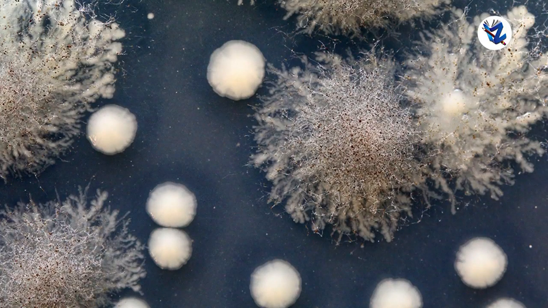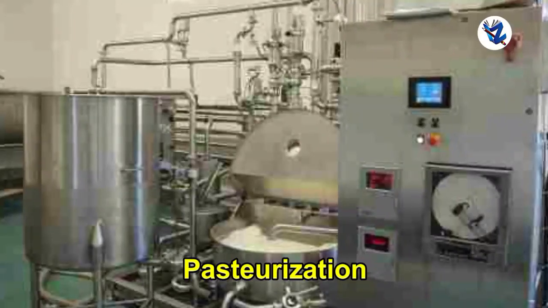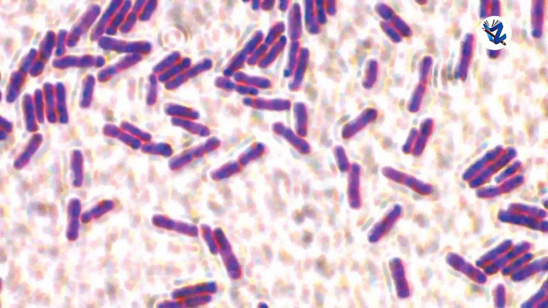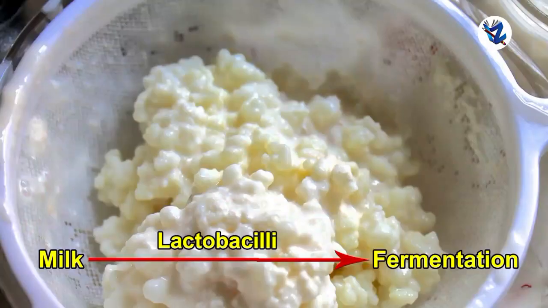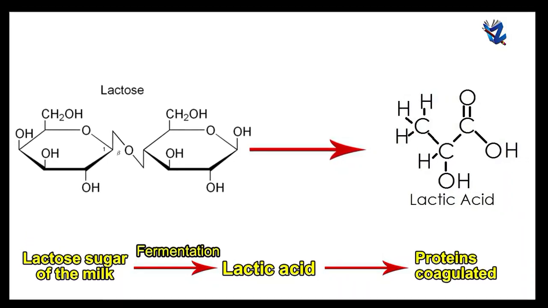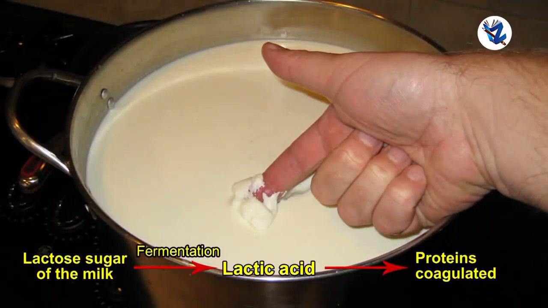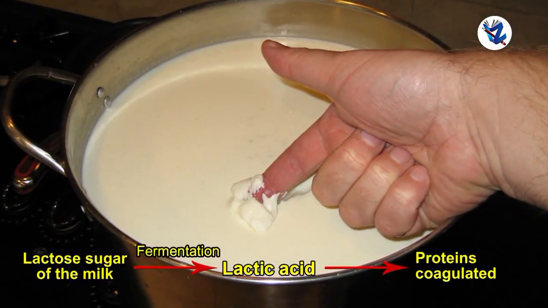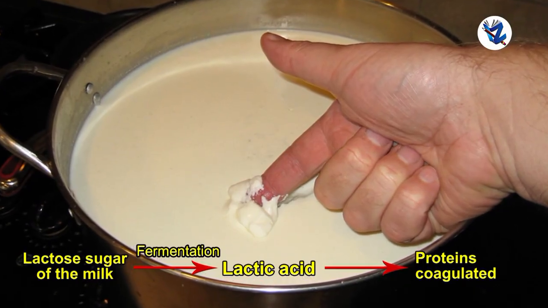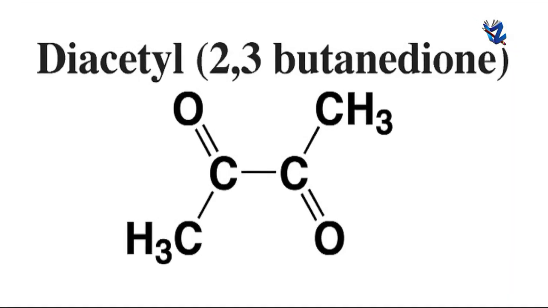The basic process for production of yogurt, cheese, and cream is the same. First, milk is pasteurized to destroy unwanted microbes. Then it is fermented with the help of lactobacilli. Here, lactose sugar of the milk is converted into lactic acid, and milk proteins are coagulated with the help of lactic acid. Besides, compounds with taste and flavor are formed. For example, diacetyl has the flavor of butter.